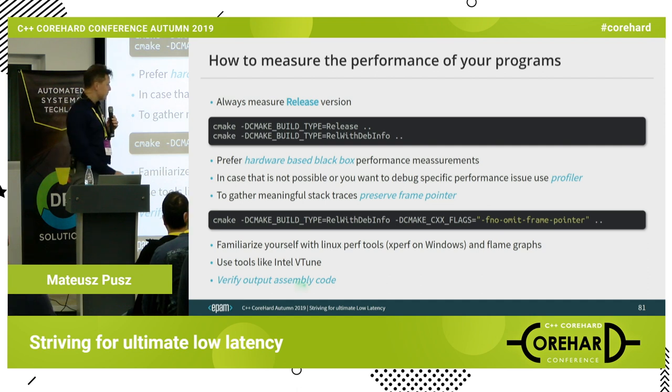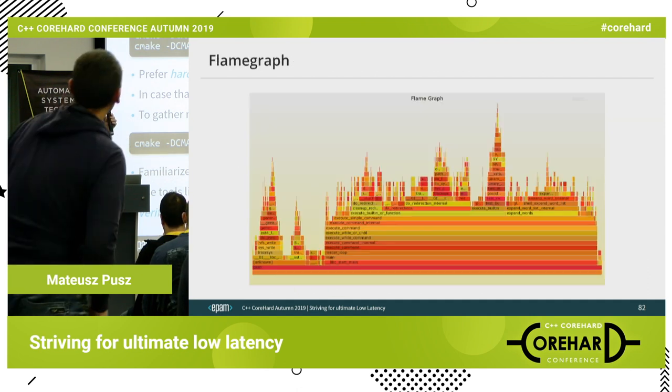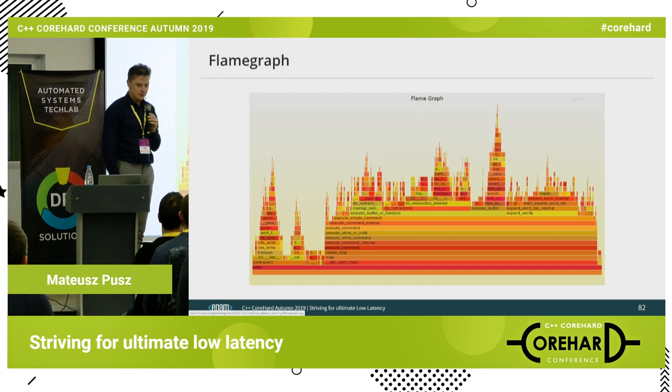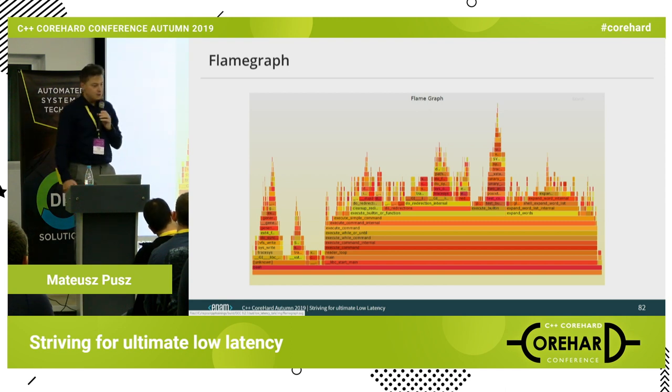Talking about flame graphs, I have only one picture at the end to show you what I mean by this. This is a flame graph of the application. You can find out exactly what the bottleneck is and try to optimize it. This is how a flame graph looks. And with this, I'm done.